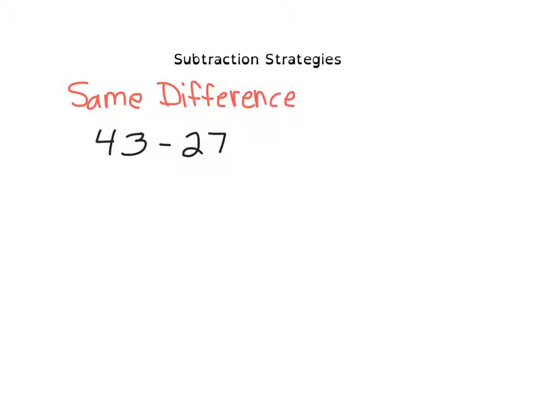So if I'm finding the same difference between 43 and 27, I want to make this second number the easiest number that I can subtract. So I'm going to make that a whole number. Or conversely, I can make this into a whole number so I can subtract with a 10. In this case, I'm going to use this 3 as my first number to subtract from both numbers. So I'm going to take a 3 from both.